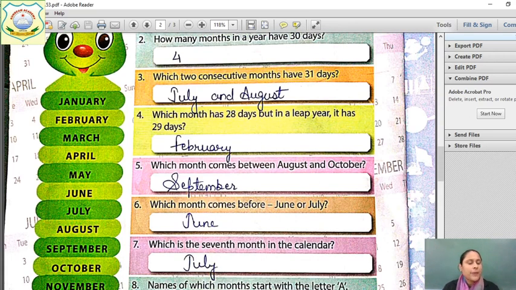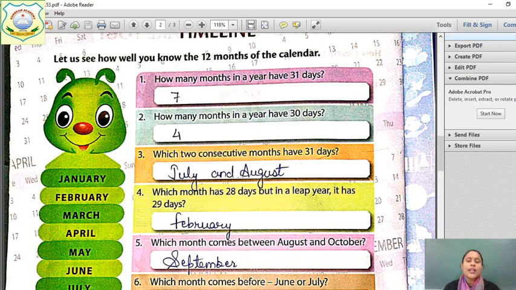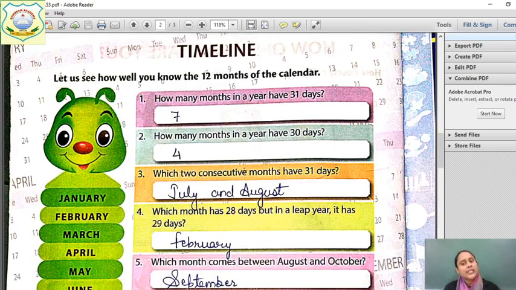See, February is having 28 or 29 days. Then after March came April. So April is having 30 days. Then June is having 30 days. After that September is having 30 days. And then November is having 30 days. So only 4 months are having 30 days.